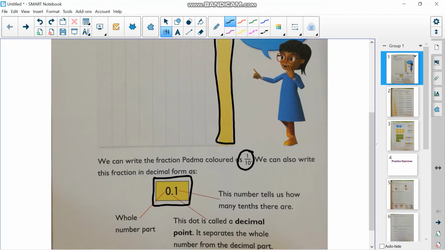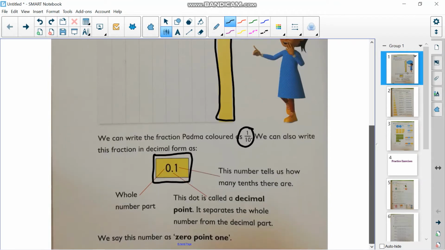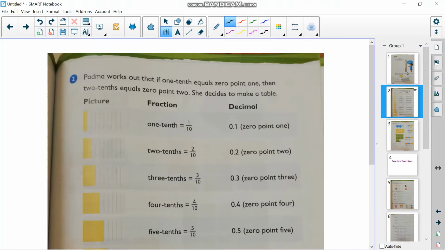0.1. So 0 is the whole number part and 1 is the number that tells us how many tenths there are. The dot is called a decimal point. It separates the whole number from the decimal part. So we say 0.1. In fraction, again, we say 1/10. This is the fraction. We say 1/10. In decimal, we say 0.1.